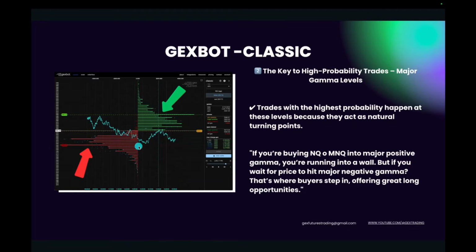So this level, the major negative gamma, is the place where buyers step in, and this offers a great opportunity. We've seen it. We've got statistics on this, and I use it. I use the most advanced tools in Gexbot, but day by day, this is one of my main setups. I look at this every day. It's one of my main screens.